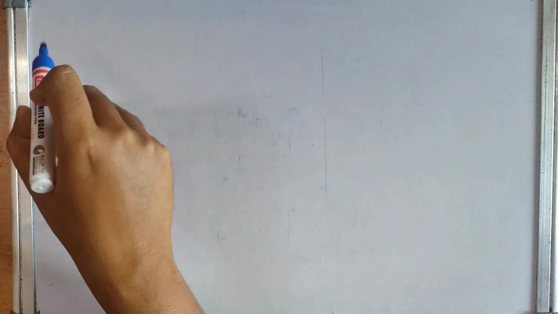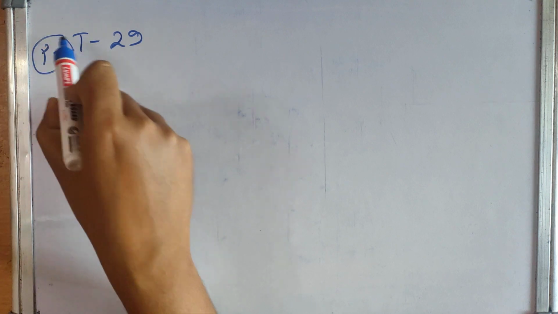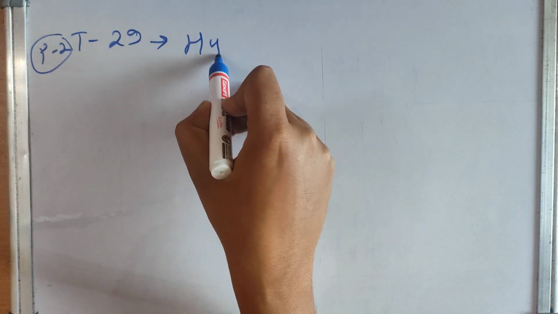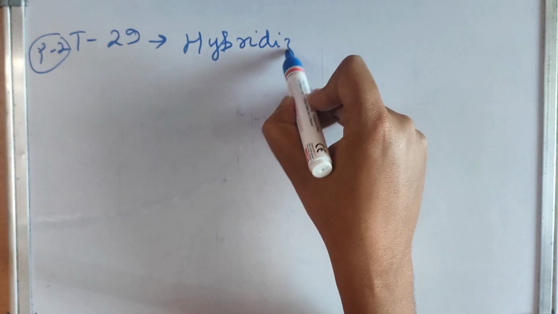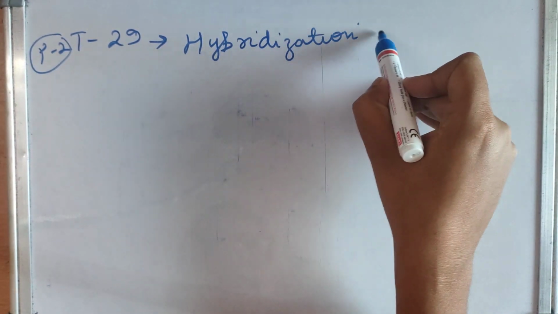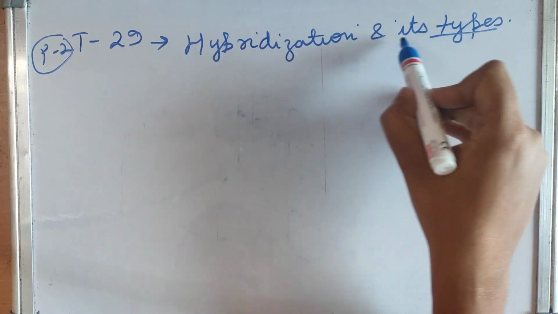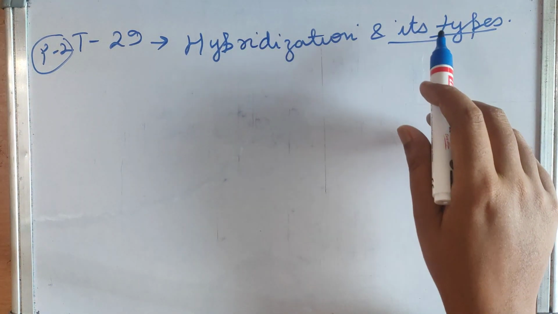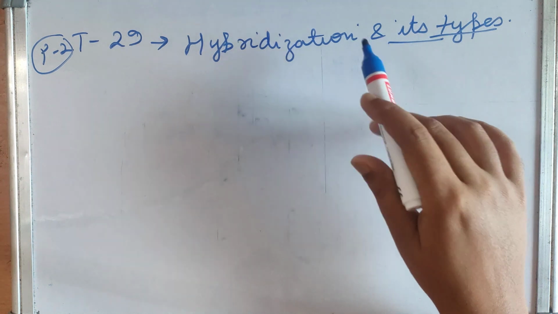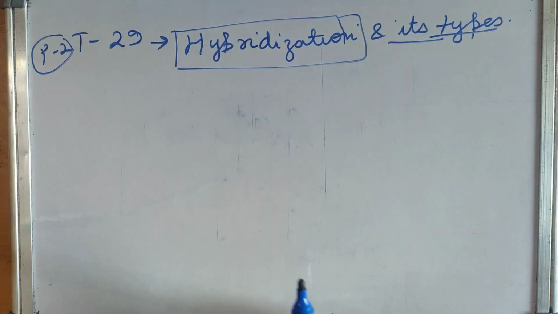So today we are going to discuss topic 29 of paper 2. Here we will discuss hybridization and its types, that is interspecific and intergeneric hybridizations. So first of all, we will see what is hybridization.